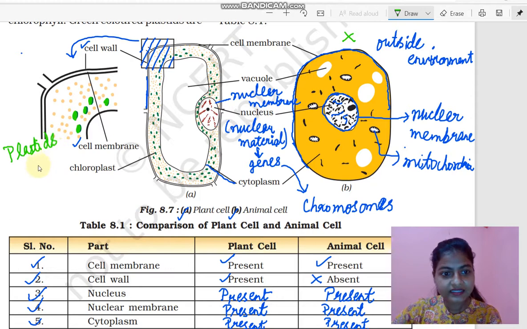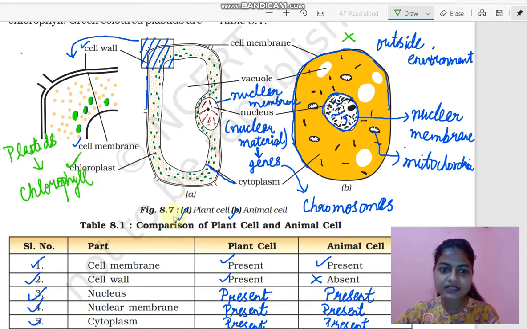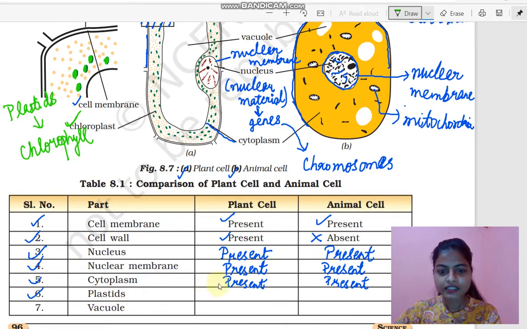Plastids, what do they contain? They contain a green color pigment called chlorophyll. Okay, let me erase this. They contain a green color pigment called chlorophyll inside the chloroplast. So we say that plastids are present in plant cell while they are absent in animal cell.